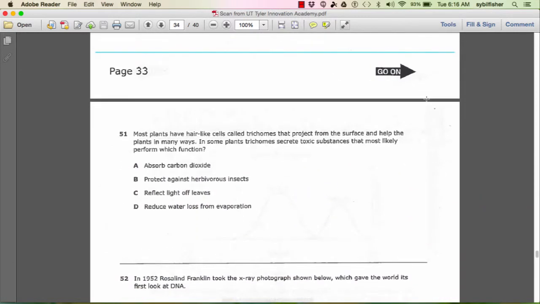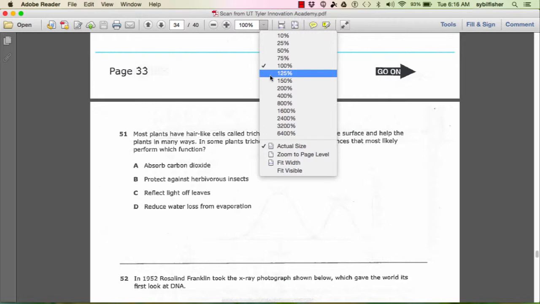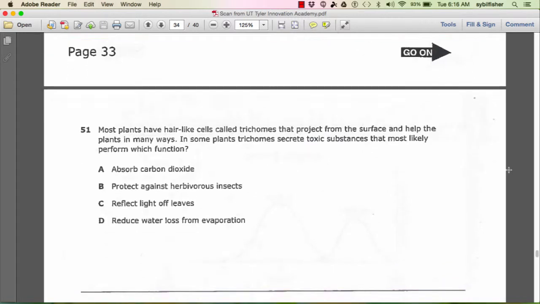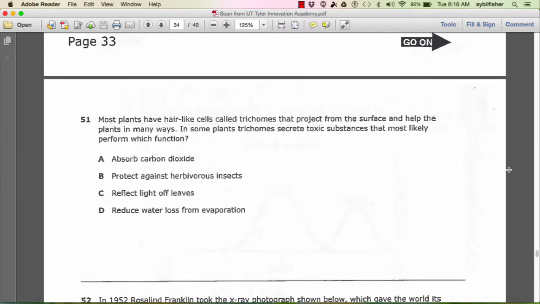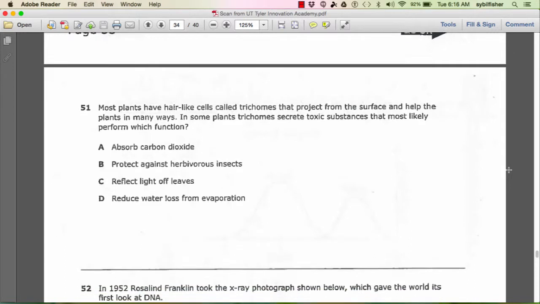Number 51. Most plants have hair-like cells called trichomes that project from the surface and help the plants in many ways. In some plants, trichomes secrete toxic substances that most likely perform which function? A. Absorb carbon dioxide. B. Protect against herbivorous insects. C. Reflect light off leaves. Or D. Reduce water loss from evaporation.